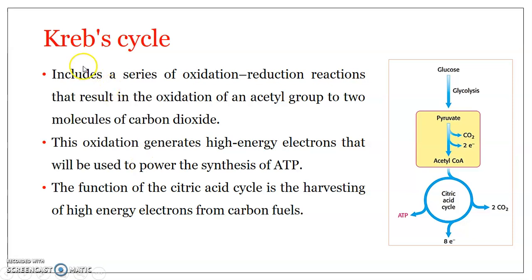Now, the cycle includes a series of oxidation reduction reactions that result in the complete oxidation of the acetyl group present as acetyl coenzyme A to form two molecules of carbon dioxide. And this oxidation generates high energy electrons in the form of NADH, and these electrons are then passed on into the electron transport chain system, where they are used for the synthesis of ATP. So what is the major function of the citric acid cycle? It is the harvesting of high energy electrons from the carbon fuels. I hope it is clear.